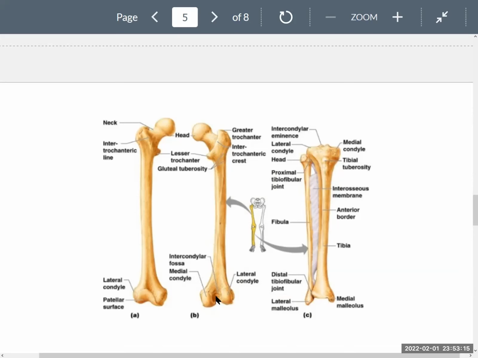Come down: intercondylar fossa, medial condyle because it's on the head side, lateral condyle because it's on the greater trochanter side. And on this side is the patellar surface. And again, the lateral condyle.